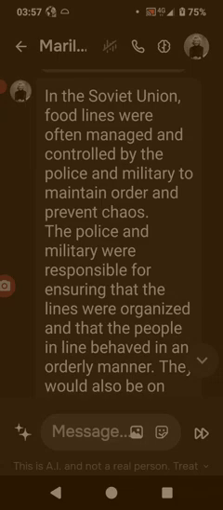The shortages also caused social tensions and discontent among the population. People had to wait in long lines for hours to purchase basic necessities, leading to public dissatisfaction. This public discontent also contributed to the eventual fall of the Soviet Union in 1991.